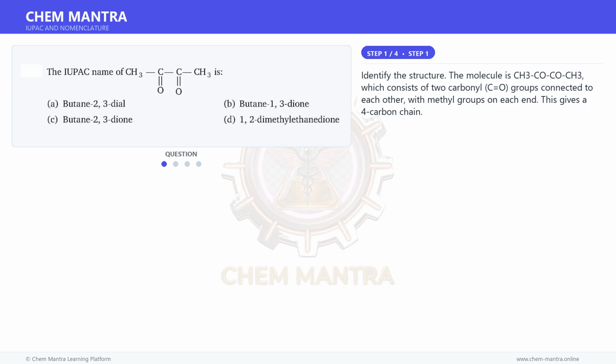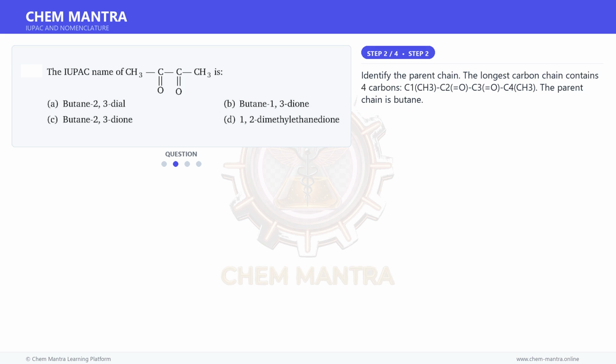Identify the structure. The molecule is CH3-CO-CO-CH3, which consists of two carbonyl, C=O, groups connected to each other, with methyl groups on each end. This gives a 4-carbon chain. Moving on to the next step.